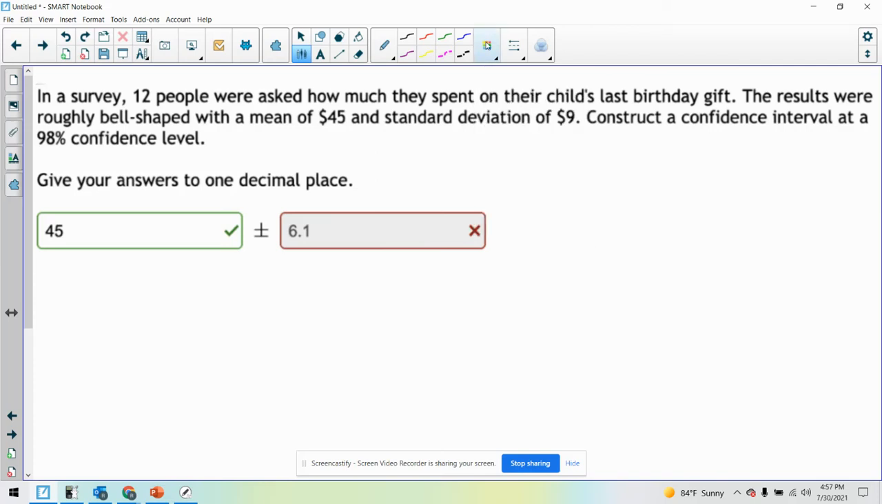Okay, so it says that in a survey, 12 people were asked how much they spent on their child's last birthday gift. The results were roughly bell-shaped with a mean of 45. So this is X bar because it's based off of the sample, and this is S because it's based off of the sample. Construct a confidence interval at the 98% confidence level. So I'm just going to dive right into it.